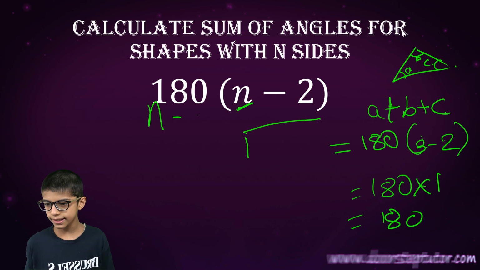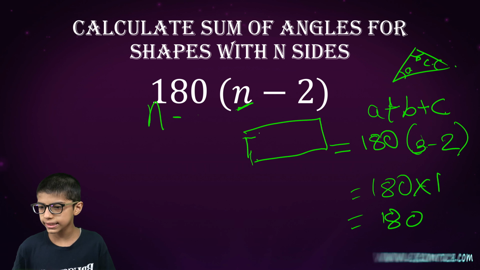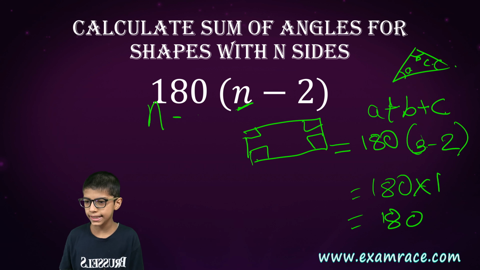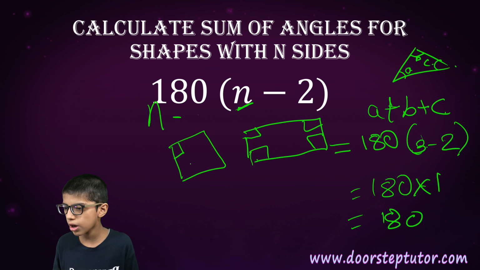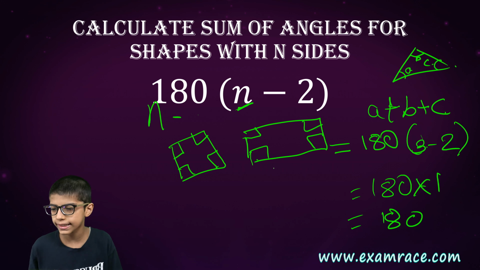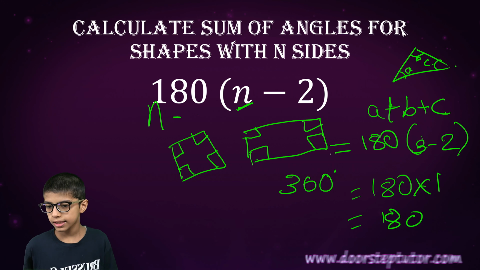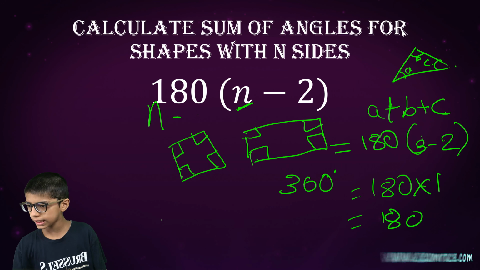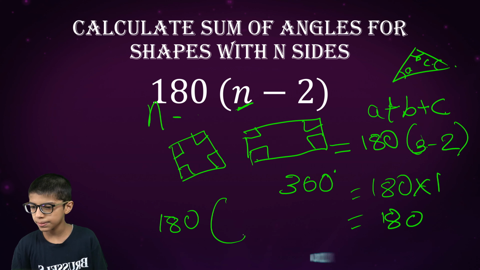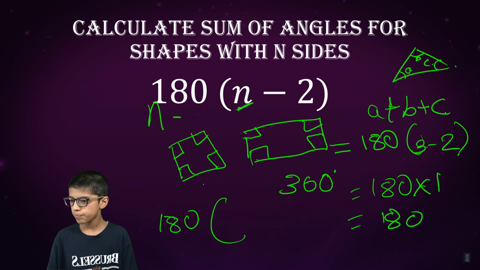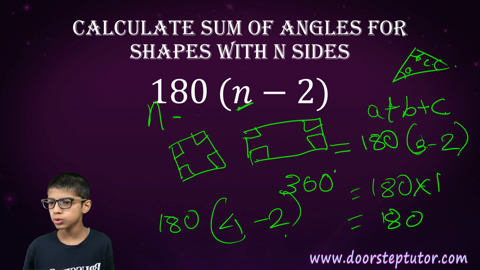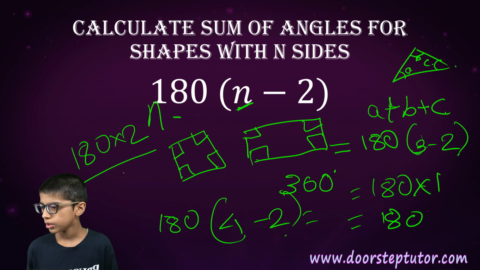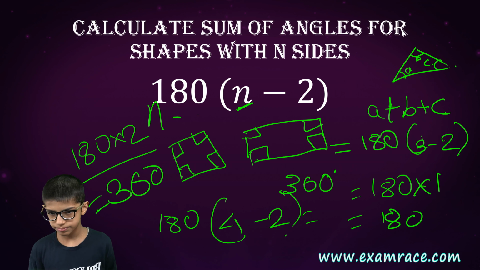What about a square? Yes, in a square it would be equal to 90 plus 90 plus 90 plus 90. Now, when I add these four 90s, I get 360 degrees. Let's check that we get 360 by the formula or not. So 180 multiplied by n, which is the number of sides. Here we have 4, then minus 2 in bracket, which gives us 180 multiplied by 2. When we solve it, we get 360.